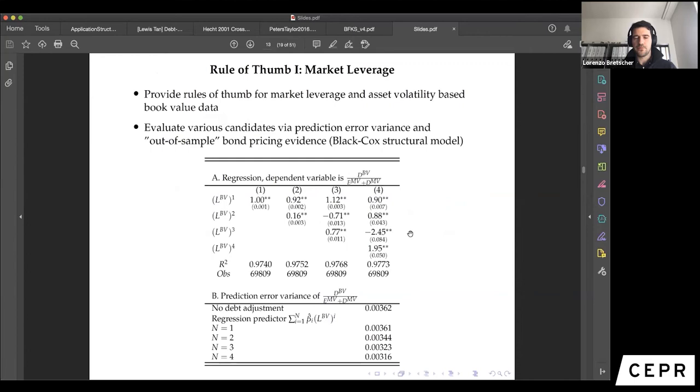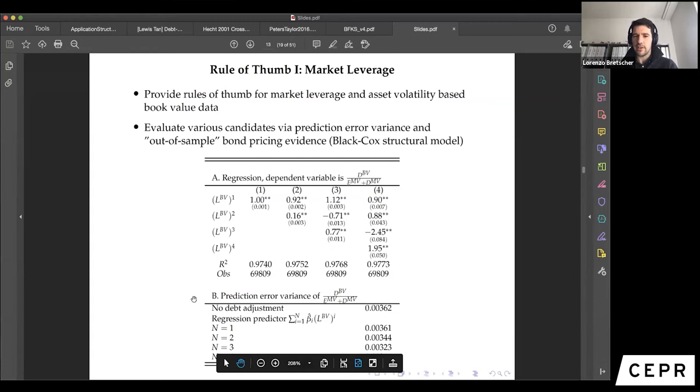So the first task we want to do is write down rules of thumb for market leverage and also for asset volatility on the next slide, where we run regressions with book value based leverage measures as the independent variables, and the dependent variable is market leverage or asset volatility. And we use various polynomials, orders 1 to 4. Now, how do you evaluate which polynomial is the correct one? We use 2 metrics. The first one is in panel B, where we compare the prediction error variance for the various polynomials.